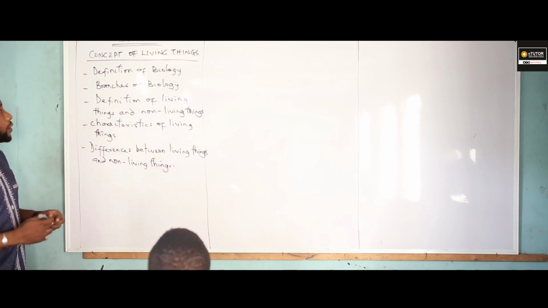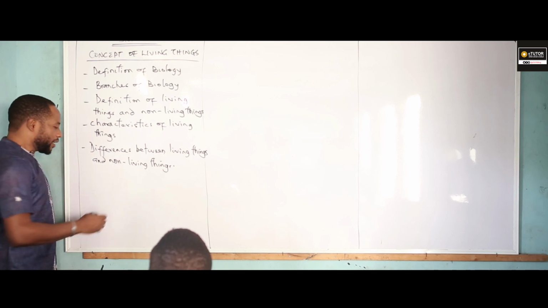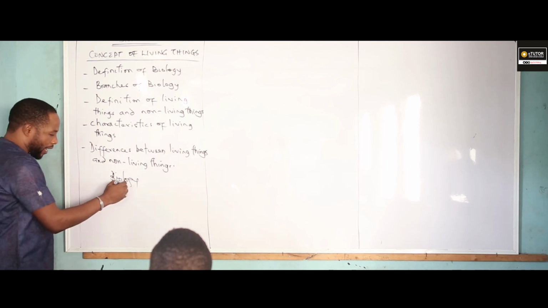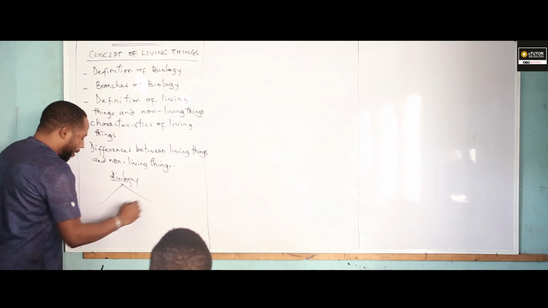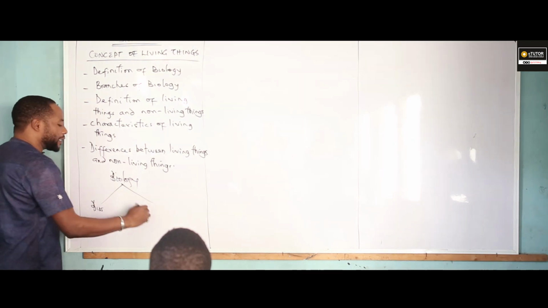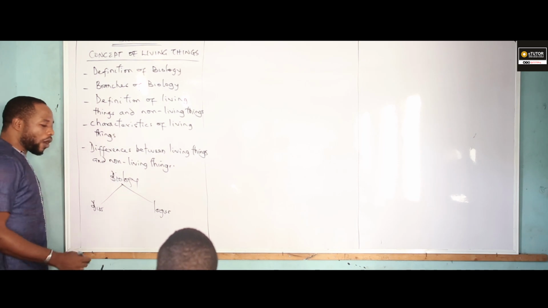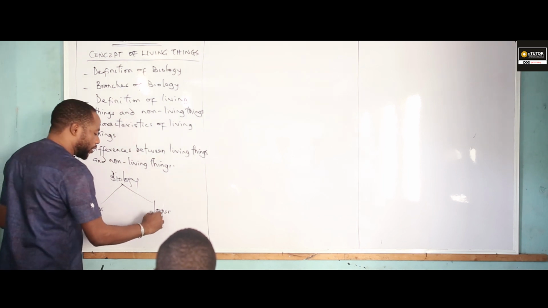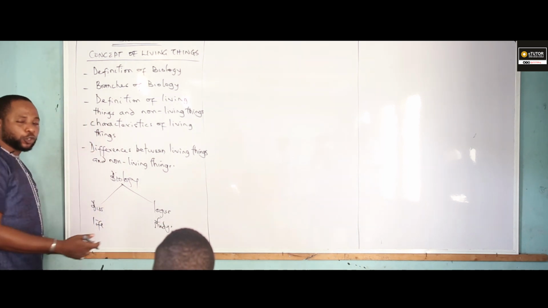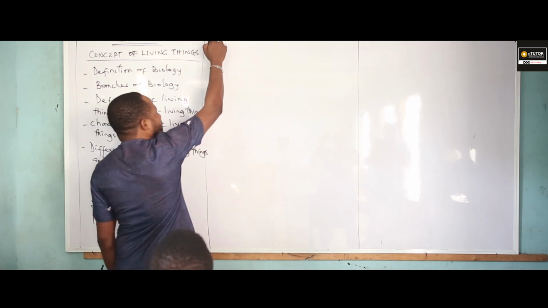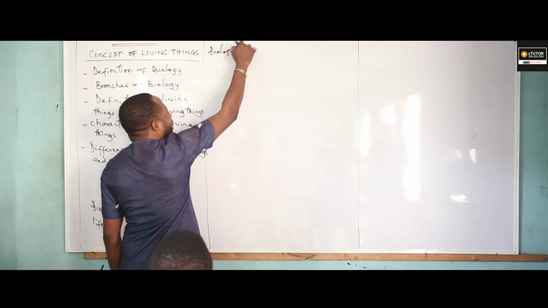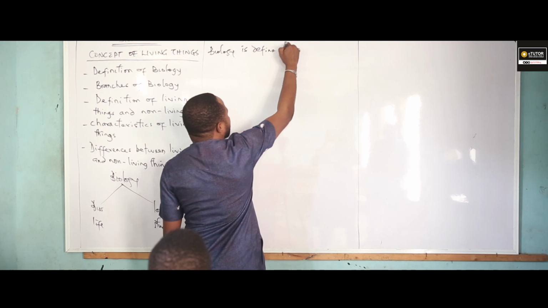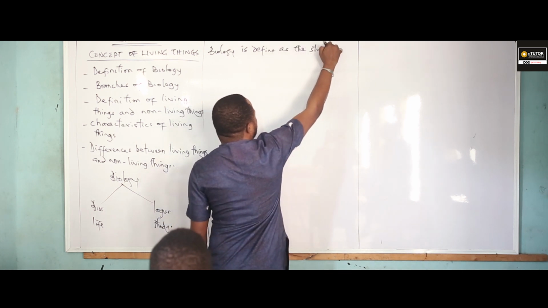So let's start from the first one, the definition of what? Biology. The word biology is coined from two Greek words, bios and logos. The word bios means life, while logos means study. So when you combine the two words together, you have biology as the study of life.